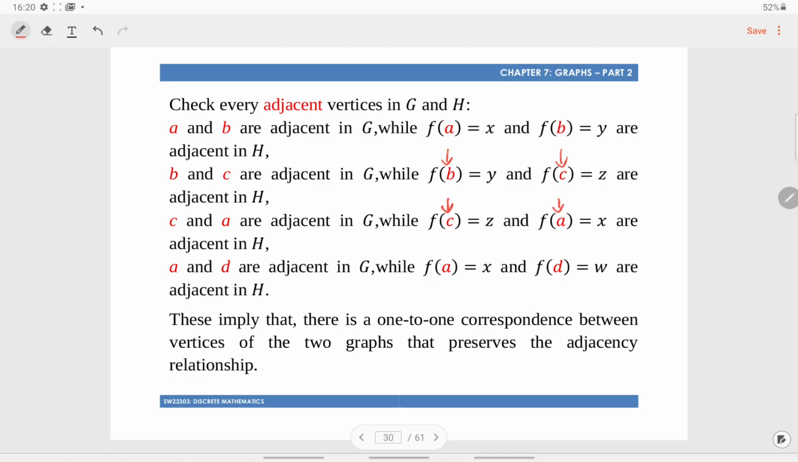So we move to the last vertices, A and D. A and D are adjacent in G, while f(A), which is X, and f(D), which is W, are adjacent in H. So according to the definition, we can conclude that the given graphs G and H are isomorphic.